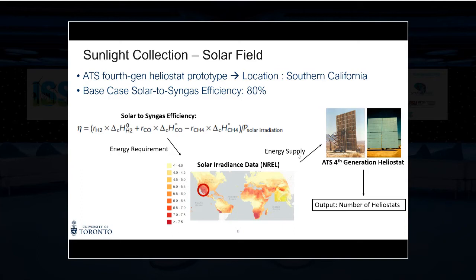So the solar to syngas efficiency equation shown on the left here was used to solve for the P solar irradiation, which is essentially your energy requirement needed to produce the amount of product you're looking at. And then the solar irradiance data provided by the National Renewable Energy Laboratory for this location in Southern California was used to determine the amount of energy that's supplied from the sun. The discrepancy between the energy supply and requirement was used to determine how many heliostats of this ATS fourth generation model you would need, based on each heliostat having an area of approximately 148 meters squared.